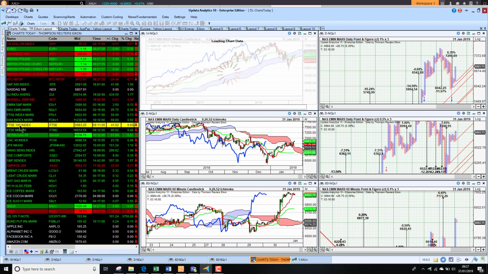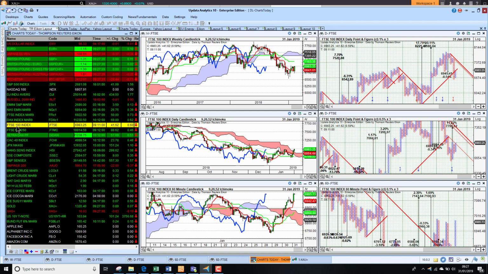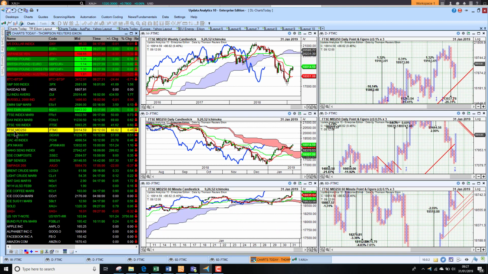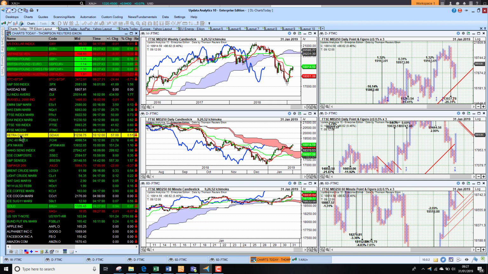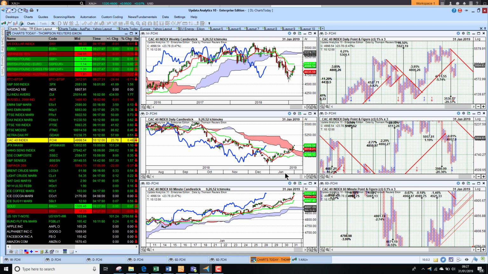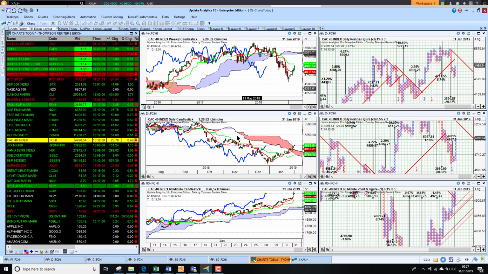The FTSE this morning is up 0.6%, so not a massive performance, but short term we have been looking better on the FTSE 100, and the FTSE 250 we're seeing up 0.5%, ticking higher, looking better there as well. The DAX in Germany up 0.5%. CAC Current also up 0.5%. These markets looking a little bit better, but still more bearish than the US markets on the medium and long-term charts.